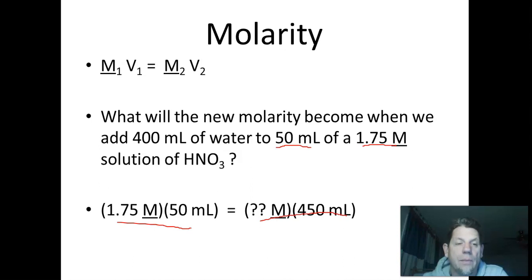M1 times V1, 1.75 times 50, is going to give us some number, and then we have to divide that by 450, and we get 0.194.